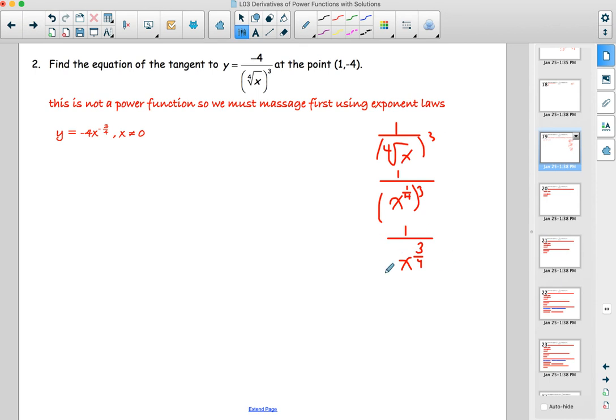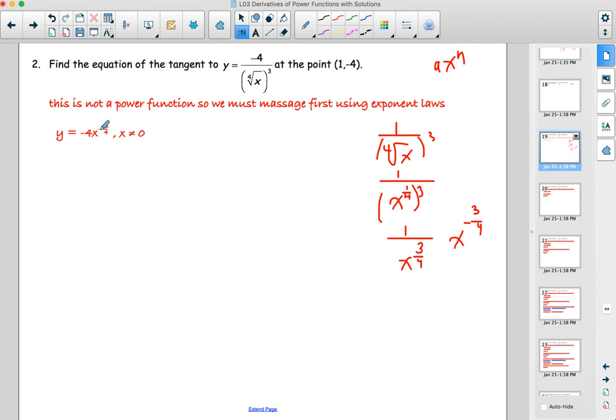We can't leave it. That is a power function, but it's not 1 over a power function. To find its derivative, it needs to look like this. It's not 1 over that. So then I'm going to have to move this up to the numerator, and when I switch it, its exponent is going to become negative. So as a power function, this would be y equals negative 4, x to the negative 3/4. And again, I am going to note that x can't be 0. It couldn't be 0 here.